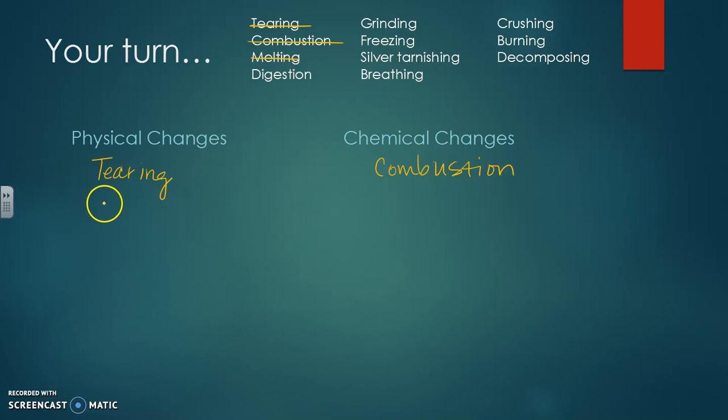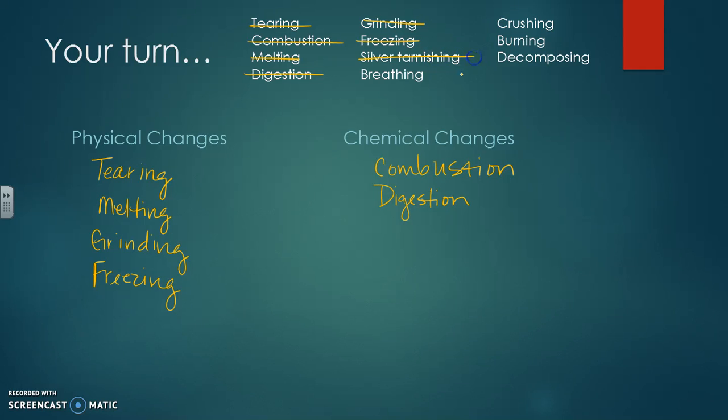Melting, solid to liquid, so it's going to be a physical change. Digestion. You do that at lunch, breakfast, whenever you eat. It's changing it chemically. Grinding. It's still the substance, it's just powder form now. Freezing. Phase change. Physical change.